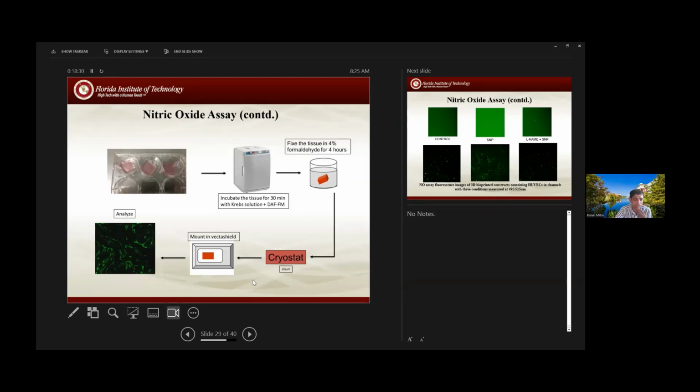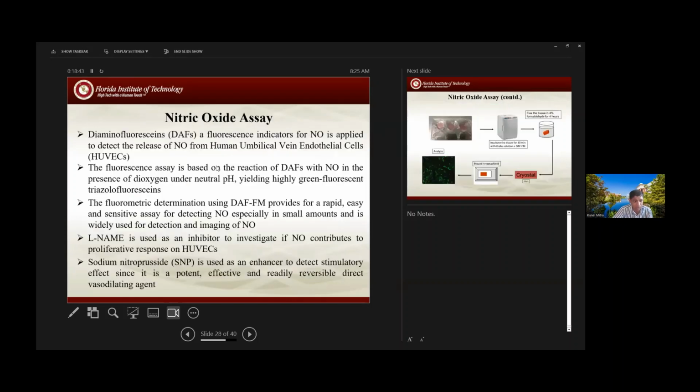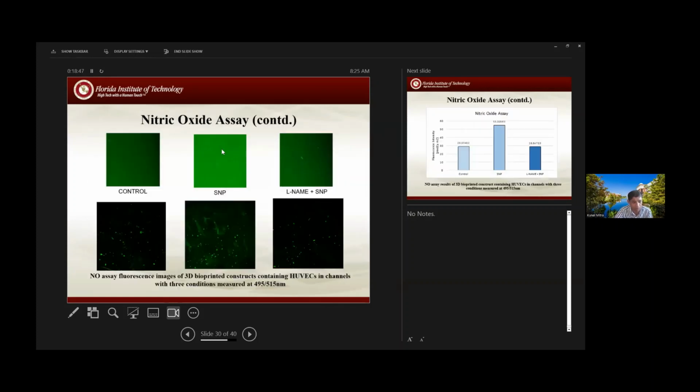So this is a basic nitric oxide assay. What you do, you basically fix it in a Vectashield, and then you look at the microscopy. So this is the control. And as I mentioned to you, if you use sodium nitroprusside, which is an enhancer, you're going to get much brighter signal because your NO production is increased. And then L-NAME is an inhibitor, so it brings it down.